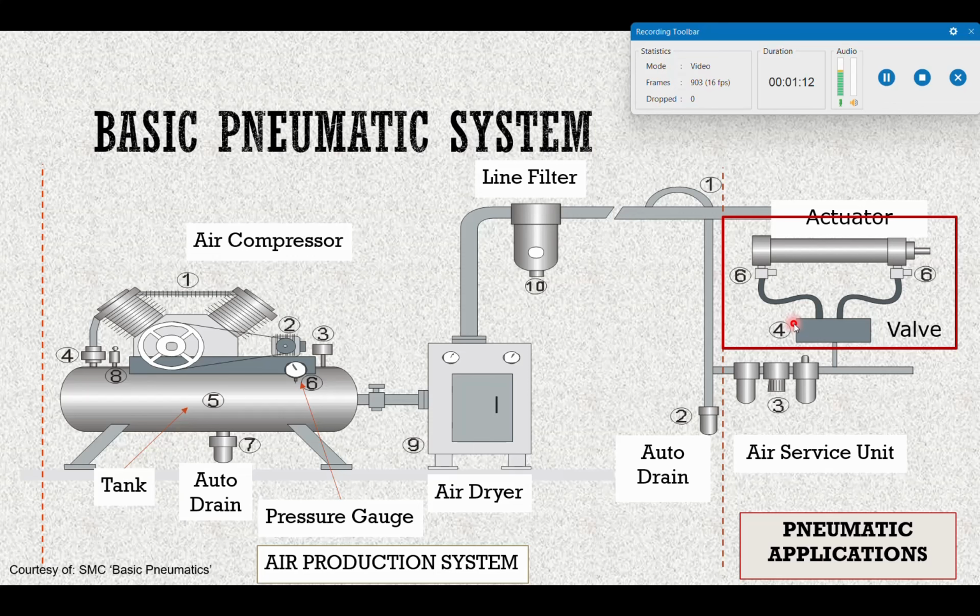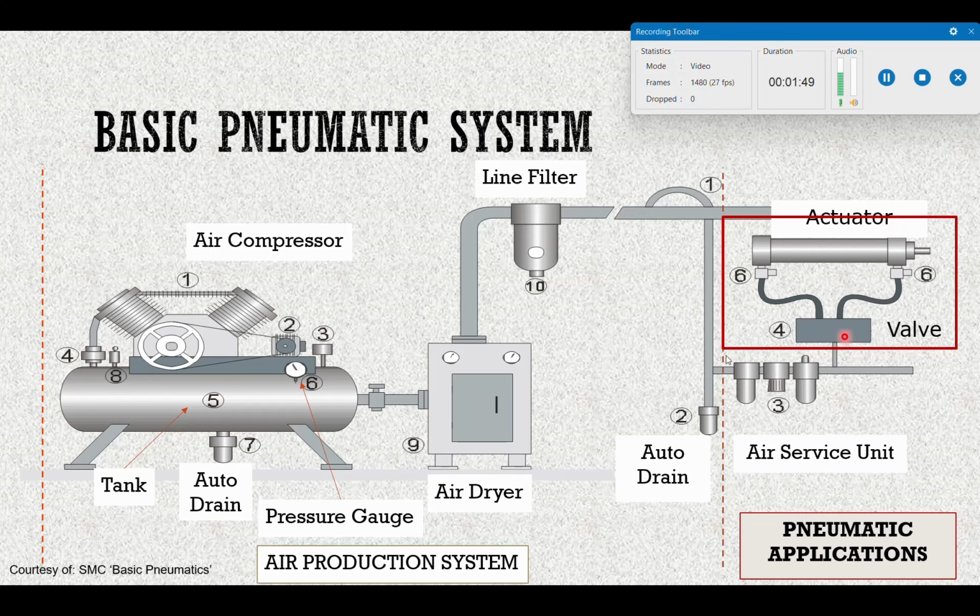So basically this is a pneumatic system. We've seen this before, I think, in the previous lecture. We have the air compressor, we have the tanks, and auto drain as well, so you can remove water from it. Then we have the air compressor, this diesel based air compressor. We have auto drain as well, we have air dryer, line filter, actuators. And then we have air service unit.